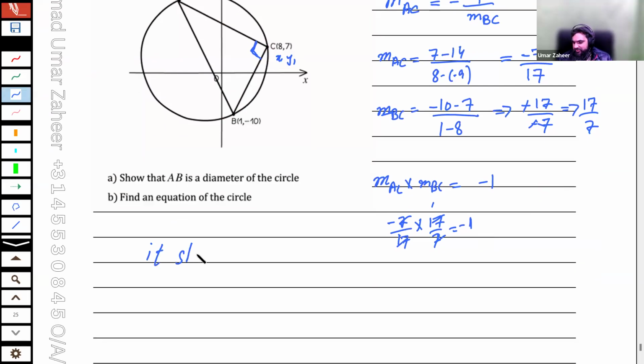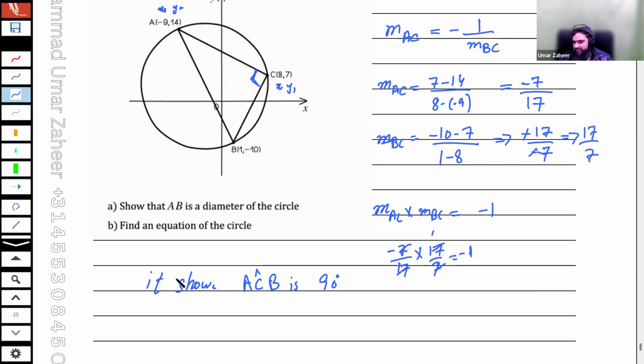It shows that angle ACB is 90 degrees, so AB is the diameter. This is the first question. You have to show that AB is the diameter. So we have shown it.